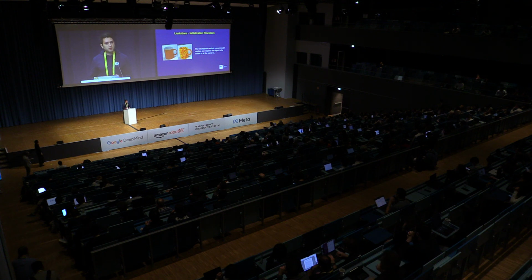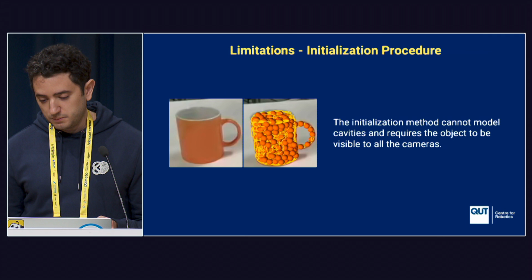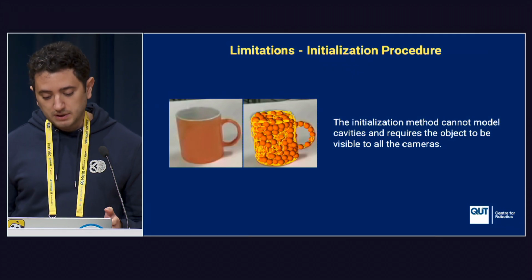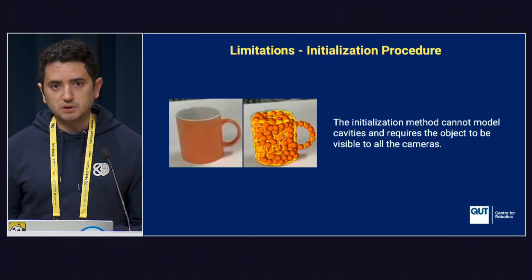If we want to extend this to the open world setting, then we need a way of initializing objects as they enter the scene. Second, our initialization method does not model cavities and requires objects to be visible from most viewpoints. If we want to extend this to cluttered scenes, then we'd likely need a different initialization scheme, which might be learned from a data set of common shapes and can do shape completion.